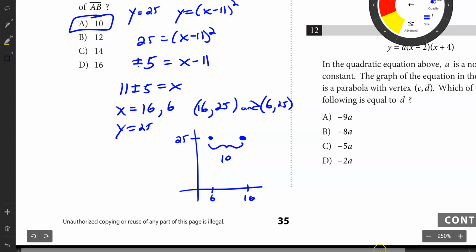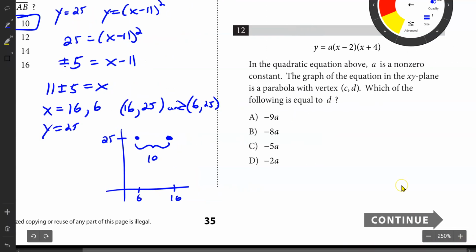All right, we're going to look at number 12 as our next one. Another quadratic situation. So we have this quadratic. We know that a is not 0. So a is 1, 2, 3, whatever, some negative number. It doesn't matter, just not 0. And the parabola has vertex (C, D). Which of the following is equal to D?